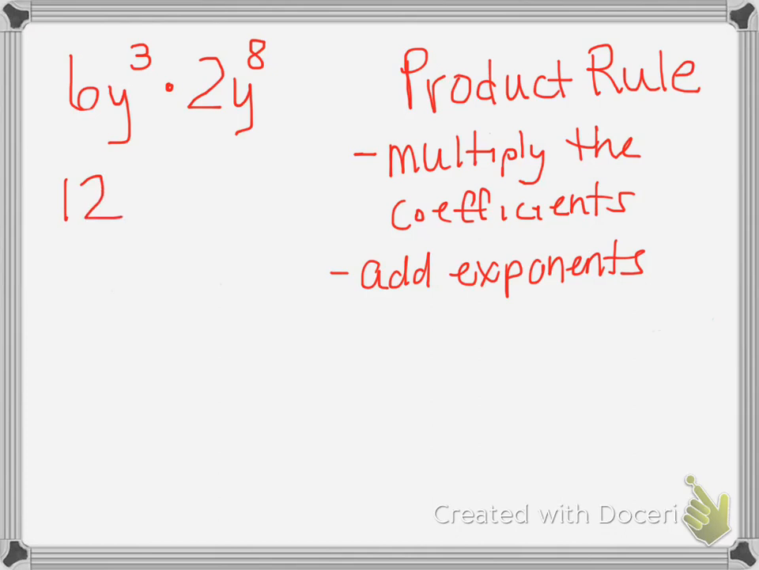We check our bases to see if they are the same. Bases are here, they are both y's. Because they are the same, I can now add the exponents. 3 plus 8 gives me 11. So I include a y in my answer. I keep the base, and I add 11 for my exponent. So my final answer is 12y to the 11th.